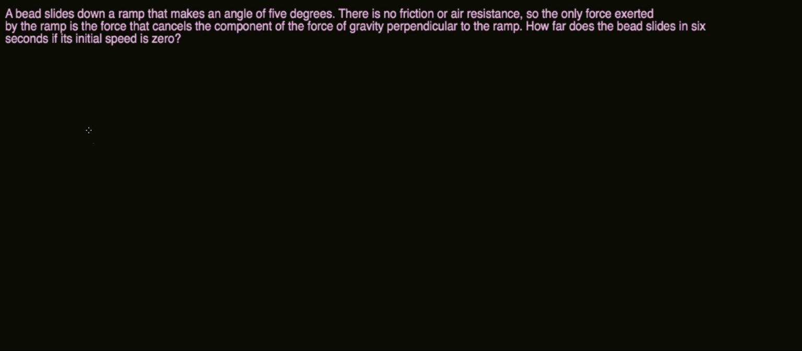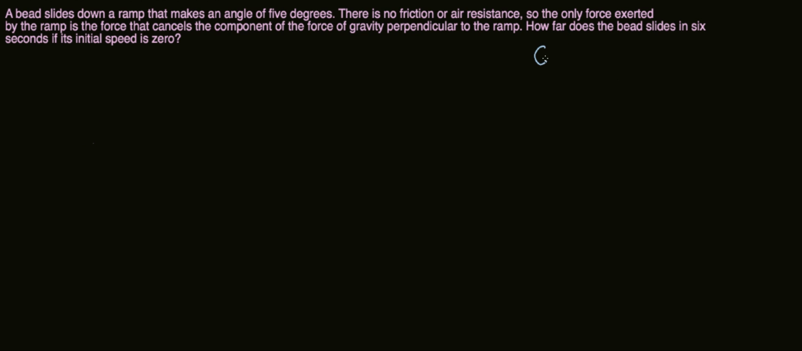to calculate or deal with coefficients, and so the only force exerted by the ramp is a force that cancels the component of the force of gravity perpendicular to the ramp. Okay, so we'll get to that later, after we draw the picture, if you don't understand it yet. So how far does the bee slide in 6 seconds if its initial speed is 0?